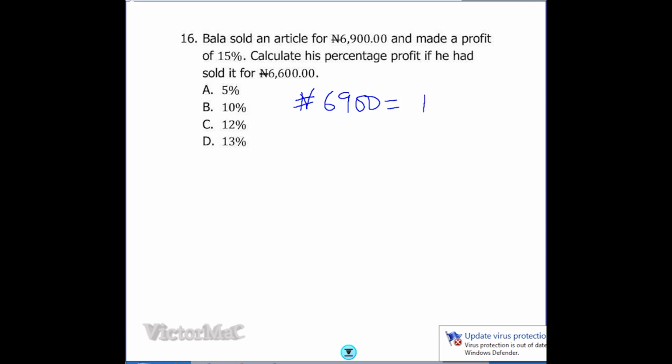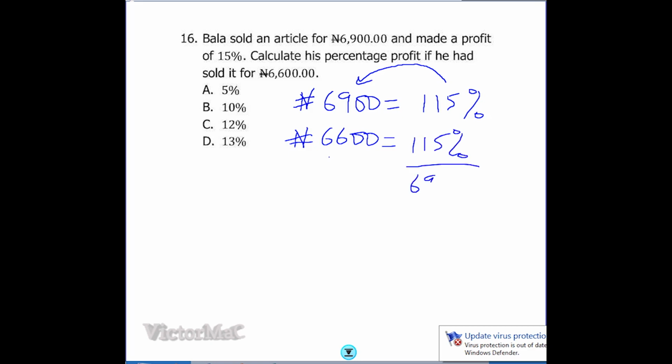So that's 100 plus 15. We know that's 115, 115%. But mind you, the answer we're going to get by using this method will give us the percentage increase that will be added to 100%. Now, what is the percentage profit when it's sold at 6,600 naira? We divide this by this, multiply by this. So we have 115% over 6,900 times 6,600.